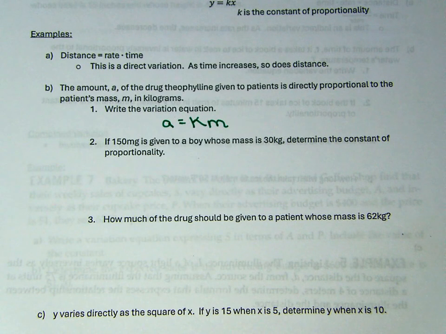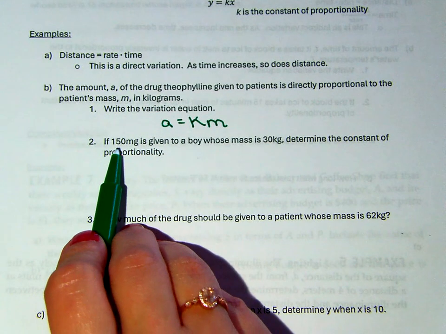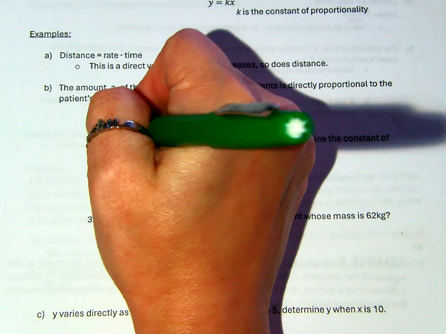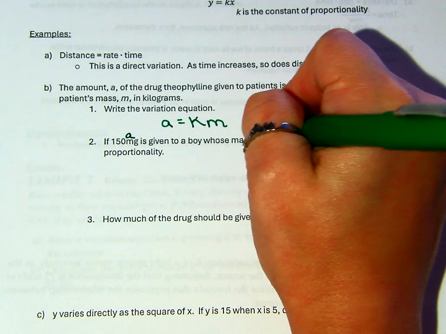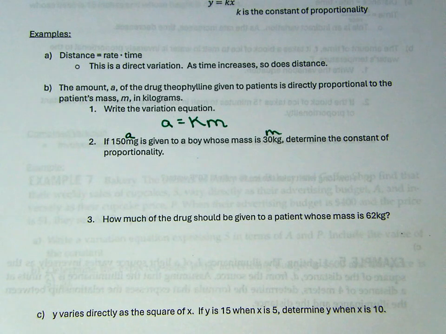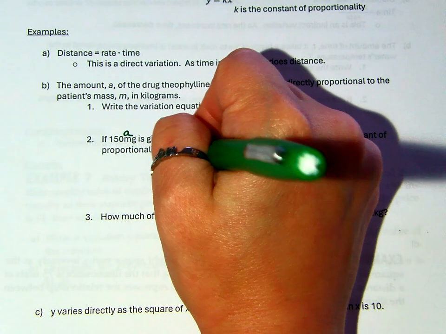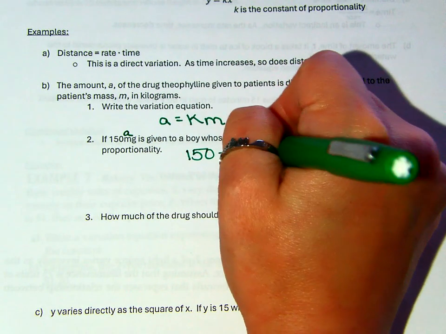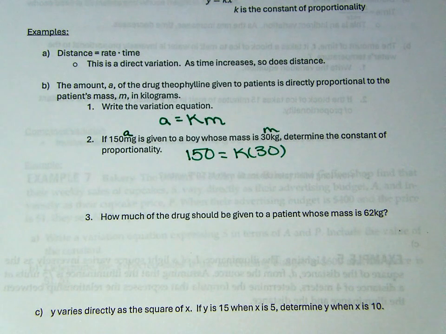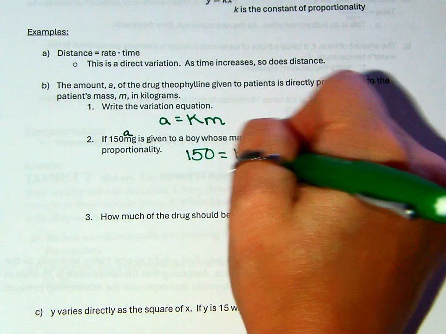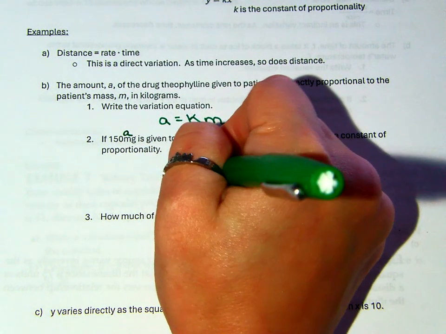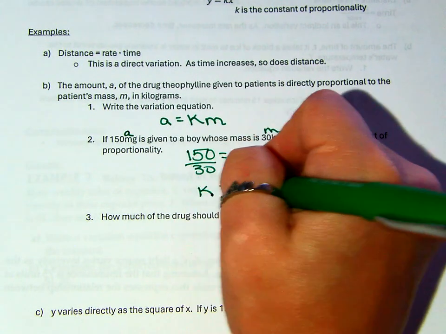So 2 says if 150 milligrams is given to a boy whose mass is 30 kilograms, determine the constant of proportionality. So the 150 milligrams, that is the amount of the drug. This is our A. And the 30 kilograms, that's the mass. So the only part we're missing is the K, so we're going to plug those amounts in and solve. We would have 150 equals K times 30. So if we're trying to solve for K, we would divide both sides by 30. And we find that we have K equal to 5.